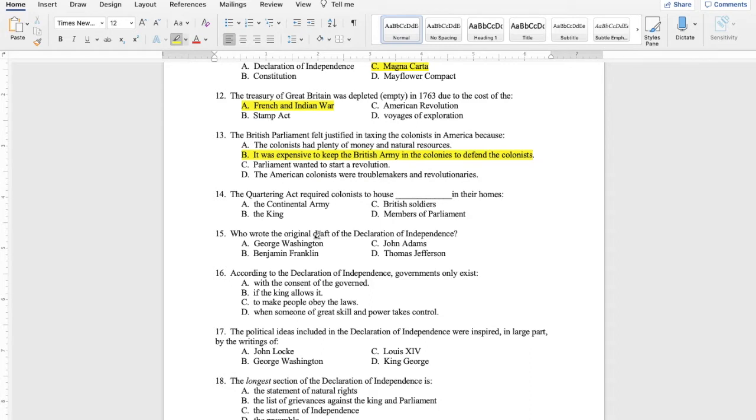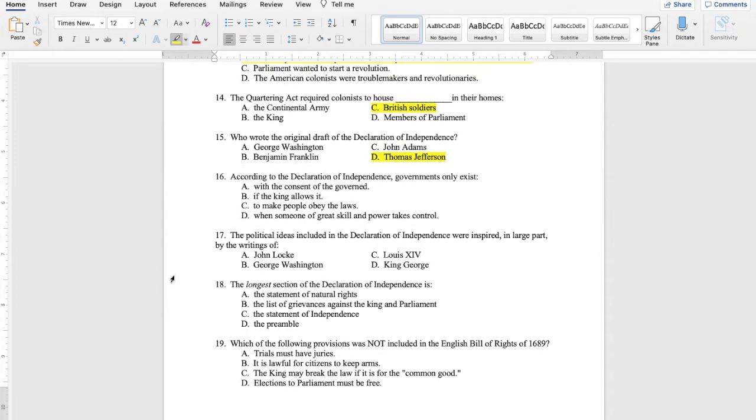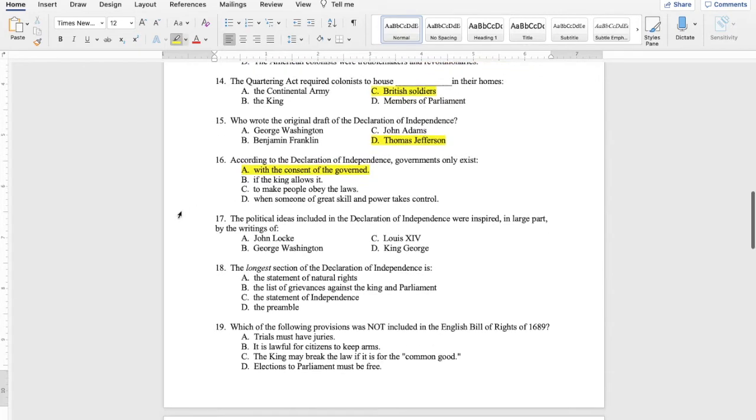14, the Quartering Act required colonists to house British soldiers in their homes. Number 15, who wrote the original draft of the Declaration of Independence? Of course, D. Thomas Jefferson. Number 16, according to the Declaration of Independence, governments only exist A. with the consent of the governed.